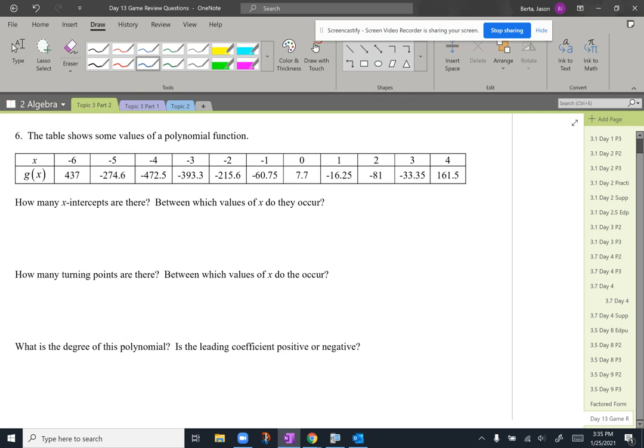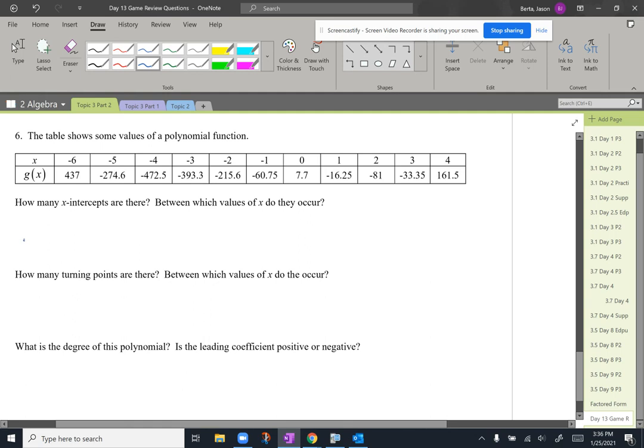In problem 6, we're given a table of values of a polynomial function. And first thing we're asked is how many x-intercepts are there. So the thing about x-intercepts, what we're looking for when we've got a table of values is when the output goes from negative, right, below the x-axis, to positive above the axis. That's when we know between those 2 points there was an x-intercept.